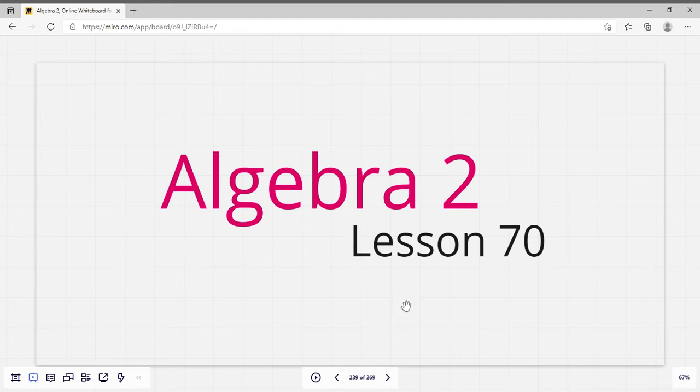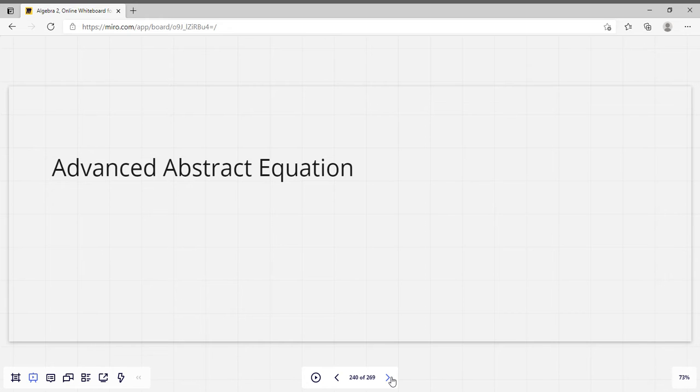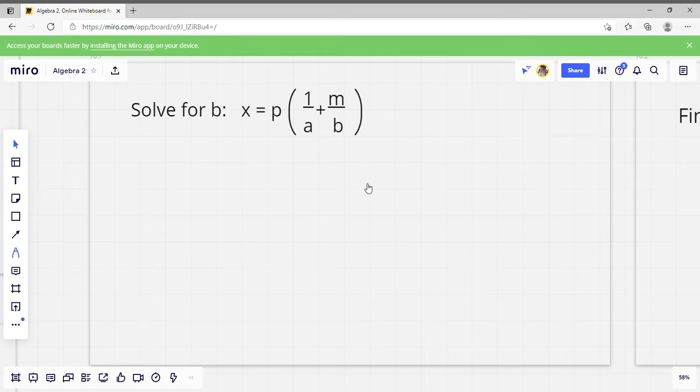Hello, this is Algebra 2, Lesson 70, and this lesson covers advanced abstract equations. Alright, so this one asks us to solve for b. So, we have to isolate b from the rest of the equation.